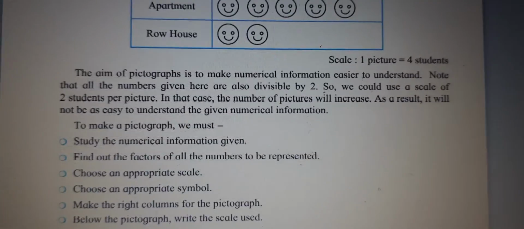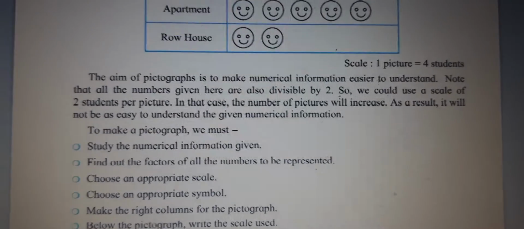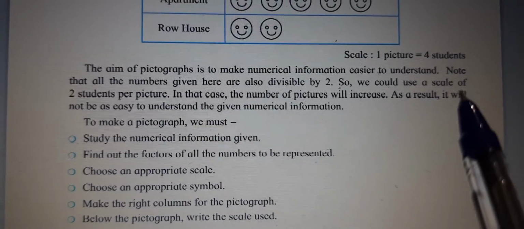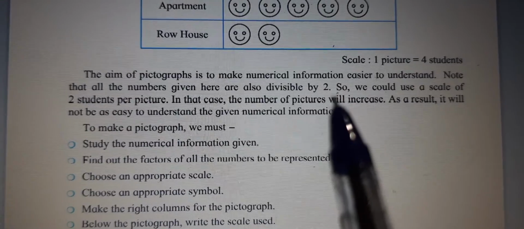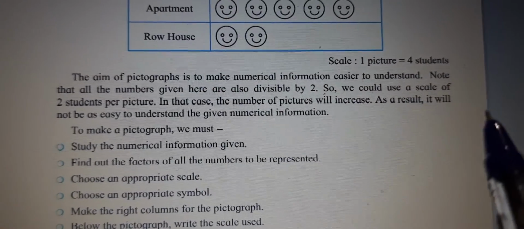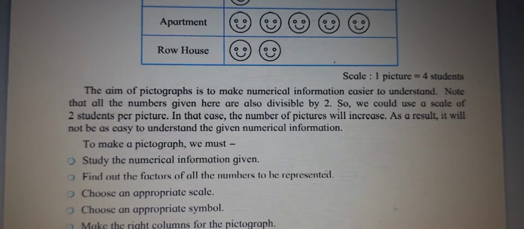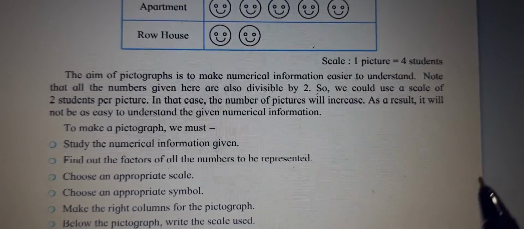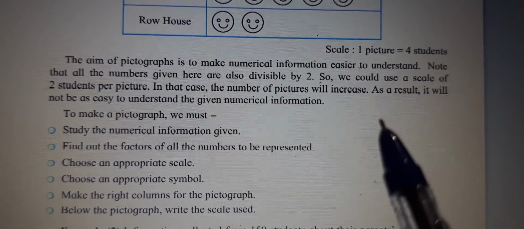So the aim of pictograph. You might think, ma'am, why are we learning this? What is the aim? To make numerical information easier to understand. All numbers given here are also divisible by 2. So we could use a scale of 2 students per picture. We can use 2's table also, but then more we have to draw. The pictures will increase. As a result, it will not be easy to understand the given numerical information.